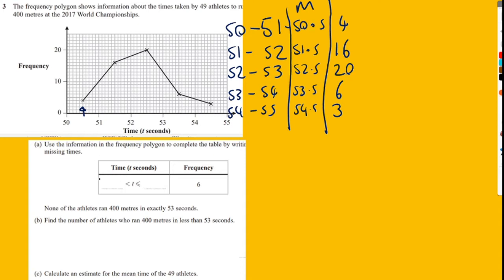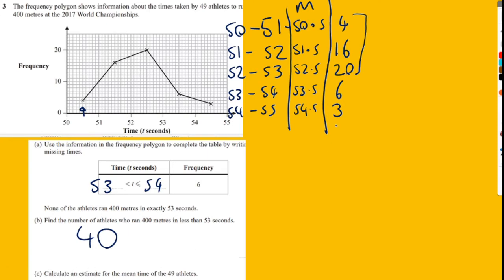Using the information in the frequency polygon to complete the table, I'll write in which one's 6: it's going to be 53 to 54. None of the athletes ran 400 meters in exactly 53 seconds. Find the number of athletes who ran 400 meters in less than 53 seconds, which is going to be my top 3. So 20 plus 16 plus 4, which gives me 40.